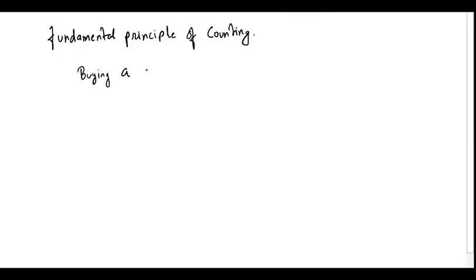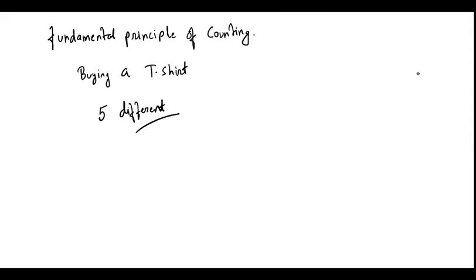Suppose one case is buying a t-shirt. You went to a shop and you have 5 different types of t-shirts. Now tell me, if you have to buy one t-shirt, how many options do you have? Easy, right? It's only 5 options. No issues as such.